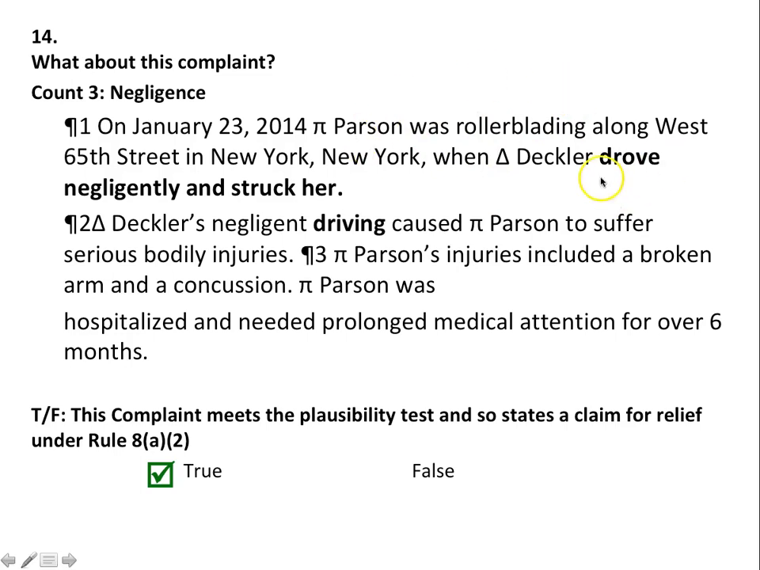Notice when we contrast to the complaint that we looked at a few minutes ago that failed it, here the complaint does not simply allege that the defendant acted negligently, right? We know that's a legal assertion. Instead, it alleges that he was driving. He drove negligently and struck her, and that it was his driving that the plaintiff is complaining about. It's a concrete fact, right? An allegation of a concrete fact that he was driving and hit her.